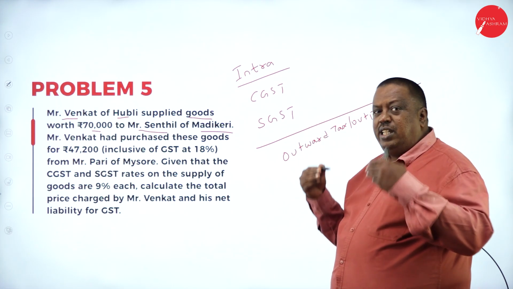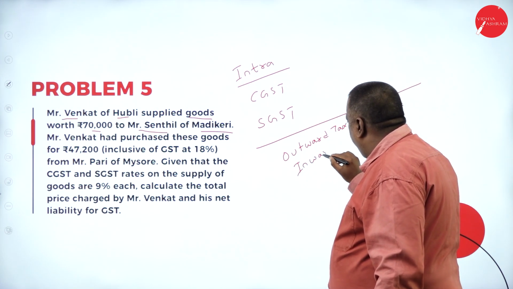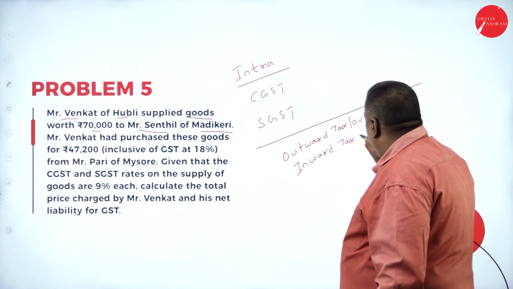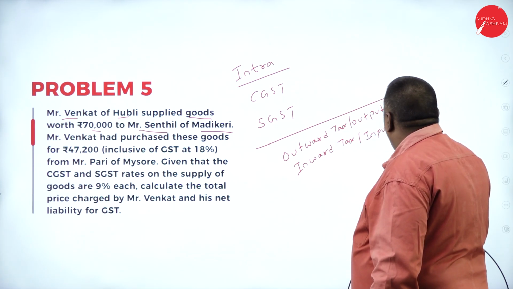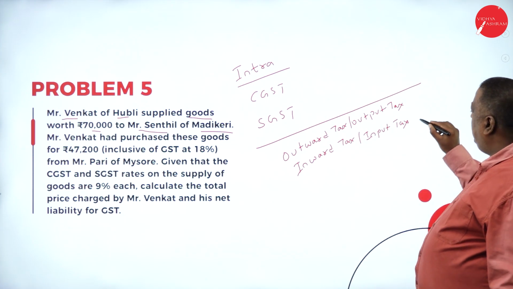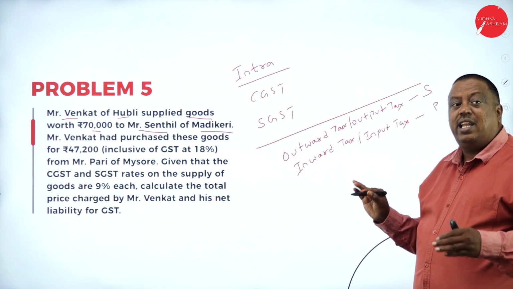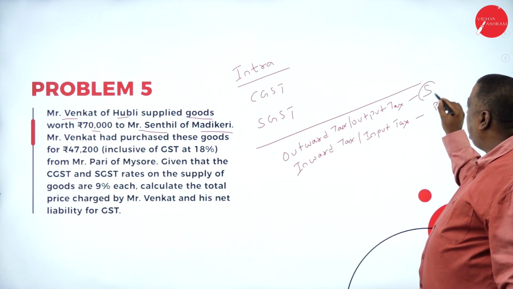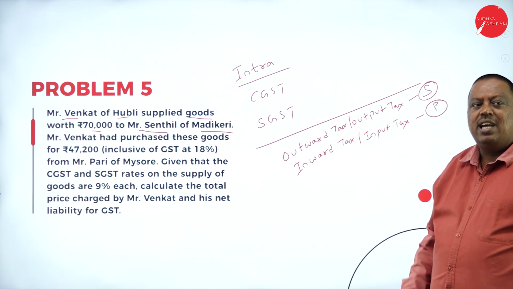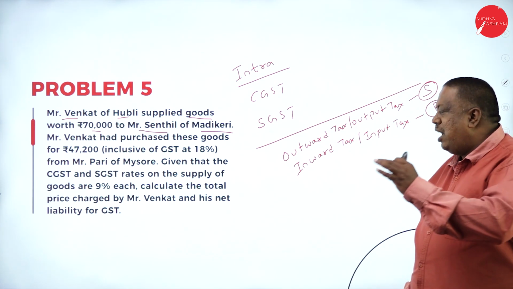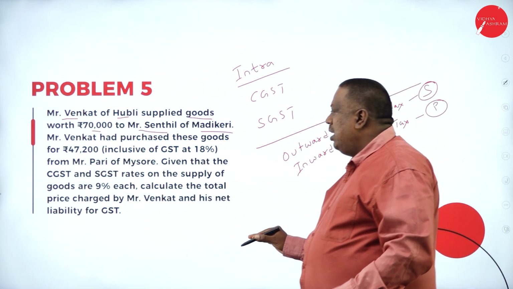When I'm purchasing the goods and I pay the tax, it will be called inward tax, or input tax. This is nothing but on purchase and this is nothing but on sales. When I collect the tax at the time of sales, that will be deducted from the tax paid at the time of purchases. The remaining amount only will be paid to the government. This is a new concept we are learning in this present problem.